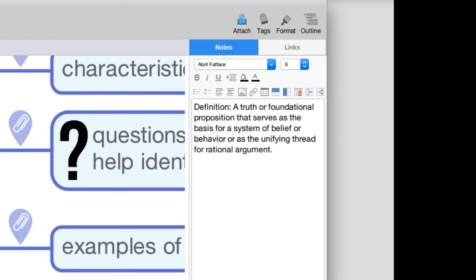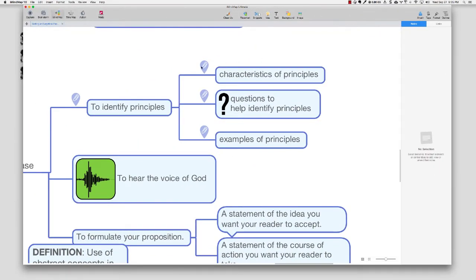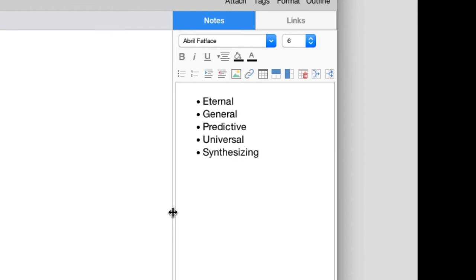So, a couple things about that definition. A principle is something that is not specific, it's general. It serves as the basis for a system of belief and behavior. It's a truth, a foundational truth. It's a general truth that can be applied in multiple situations. Characteristics of principles. Principles are eternal. They will always be. They're not something that is just for a particular occasion. So when you're looking for principles, you're looking for something that applies at any time and any place.